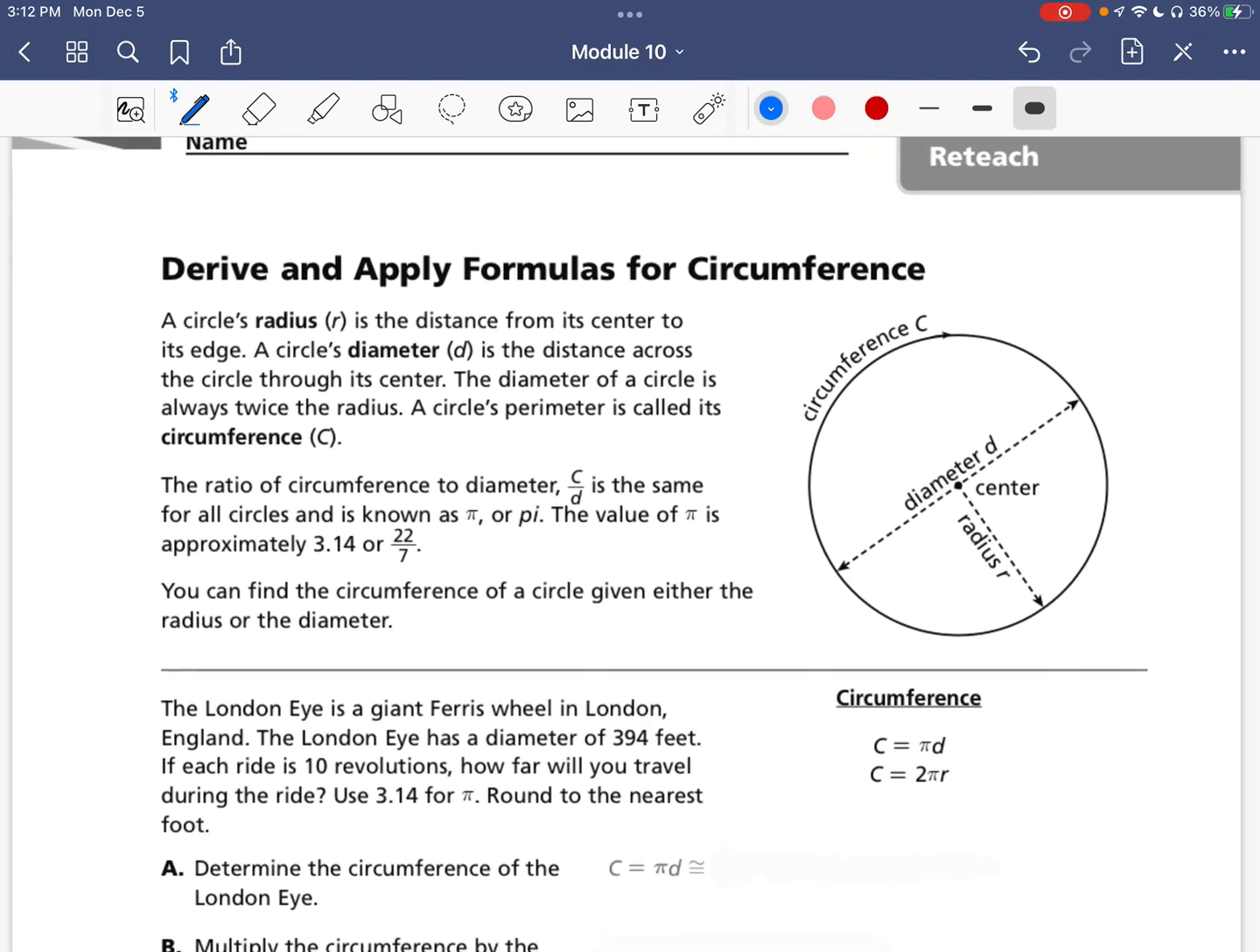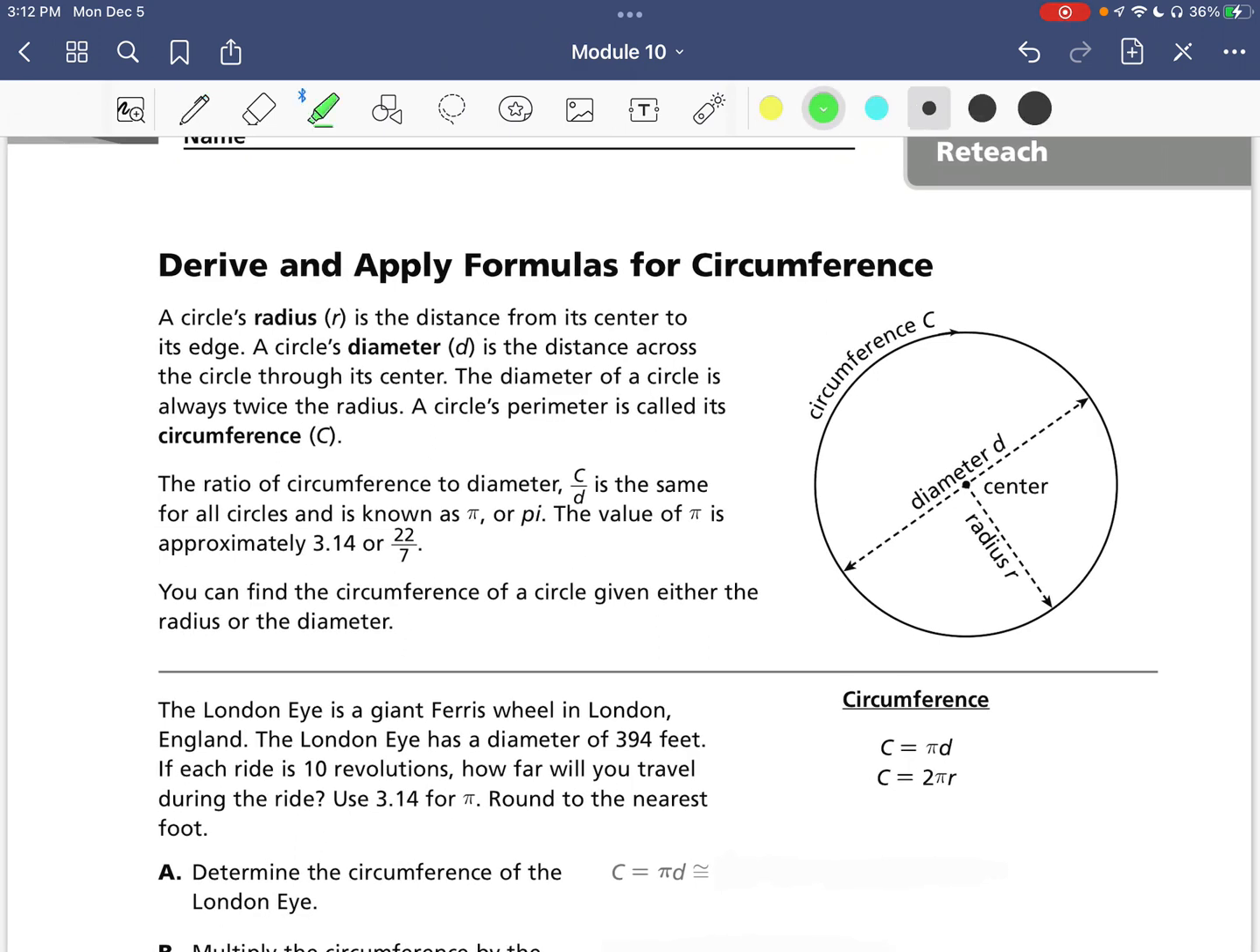So here's just a little review. We have radius, which is our distance from the center to the outside of our circle, and diameter, which is the distance across through the circle's center. And then the circumference is that distance all the way around. So from one spot, we took a string, wrapped it around, and then laid it flat and measured it.